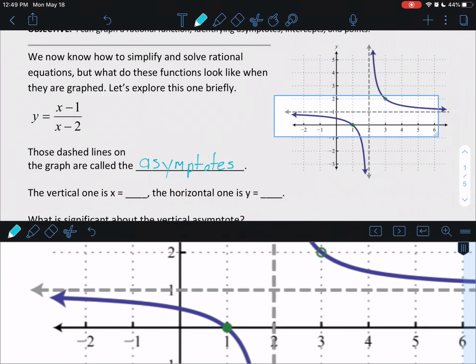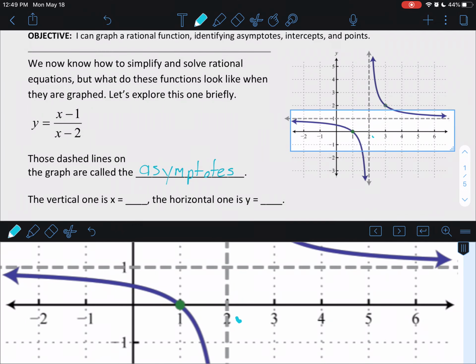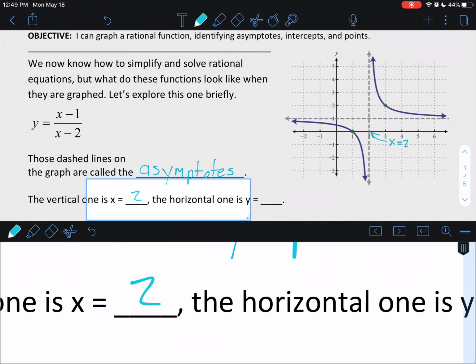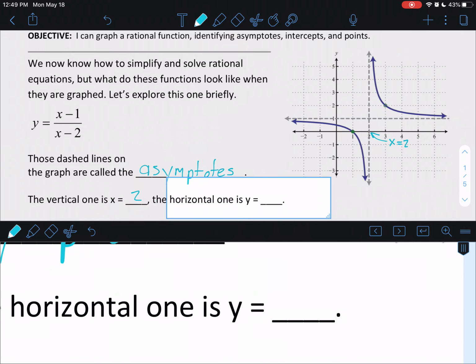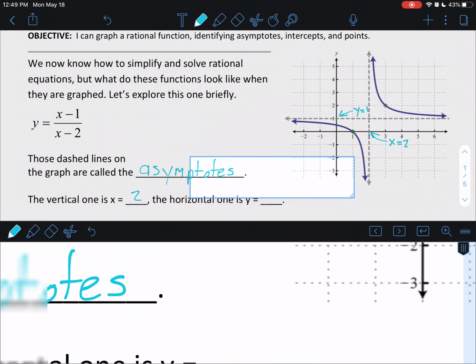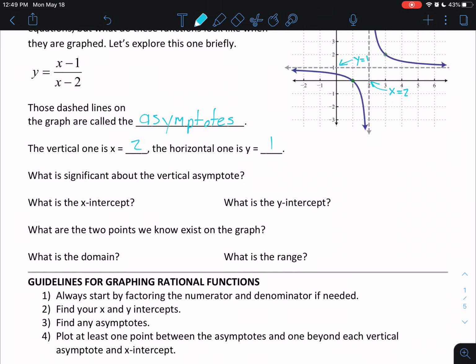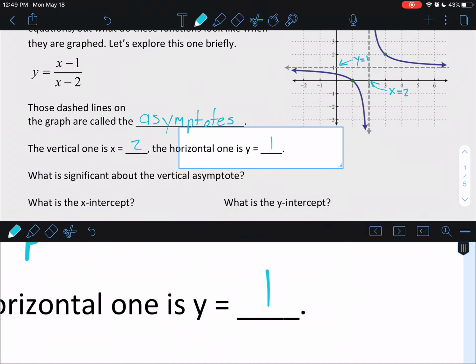The vertical one, the vertical that's up and down, this gray one is at x equals 2. And the horizontal one is y equals 1. All right, what is significant about the vertical asymptote? I truly don't know what it's looking for there. So we are just going to ignore that question and pretend it's not there.